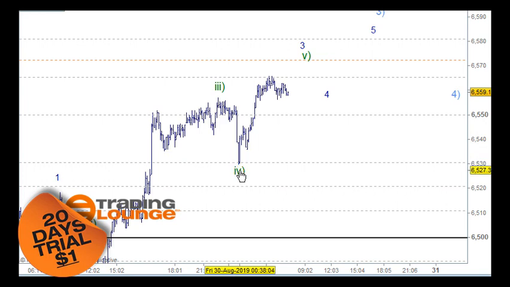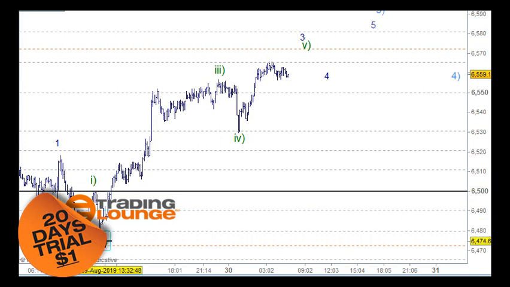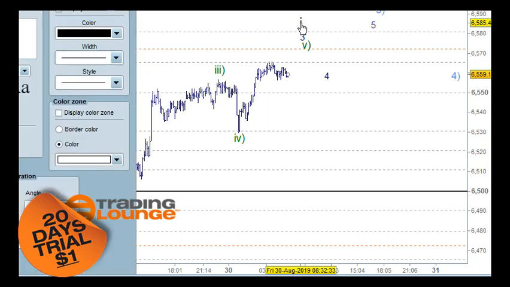This little structure here, from this point here, we've got 1 and 2, and then 1, 2, 3, 4, 5 for the third wave, ABC for the fourth wave. Then here we've got 1 and 2, and then 1, 2, 3, 4, 5 here for the third wave. So I'm thinking there's a fourth wave here and then a fifth wave here. From wave 4 to wave 5, we've still got one more little high to come in to make wave 3.